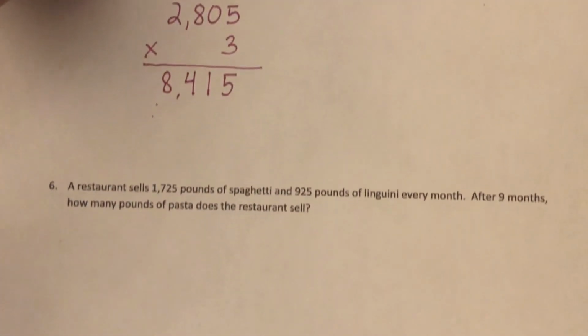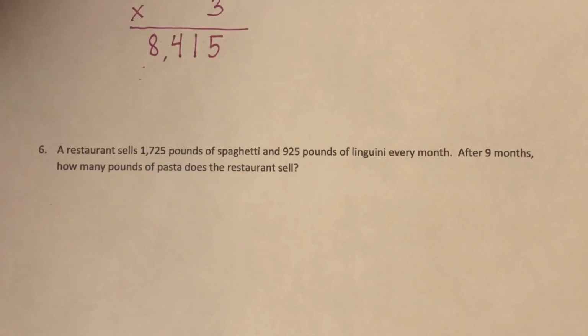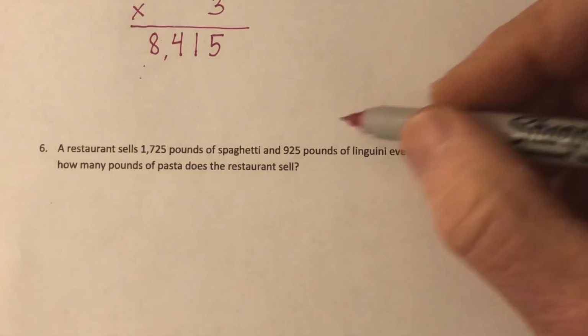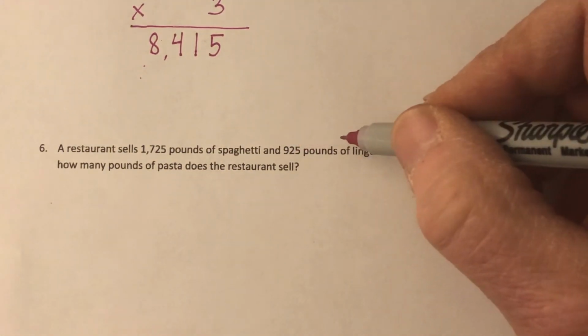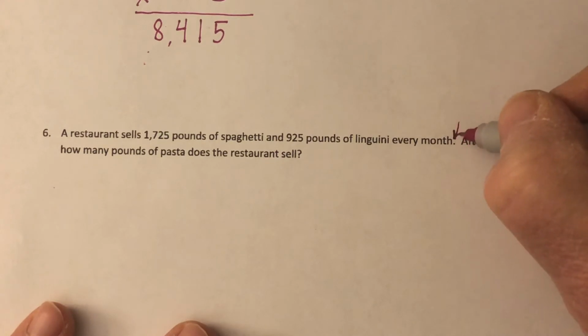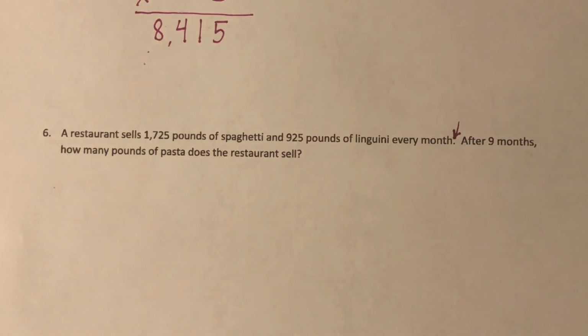It says, a restaurant sells 1,725 pounds of spaghetti and 925 pounds of linguine every month. That is a lot of pasta. All right? It reminds me of that book by Tomie dePaola. What is it called? The Magic Pasta Pot? Strega Nona. The Magic Pasta Pot. When he wishes all that, the pot makes all that spaghetti and the whole town fills up. I don't know if you ever read it. It's a good book. It's a long book though.